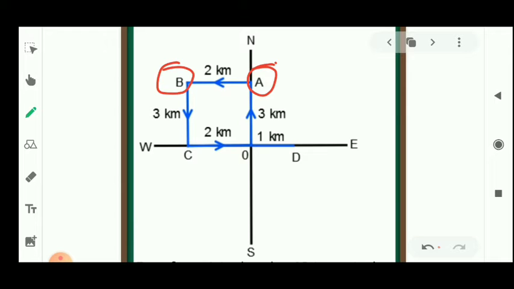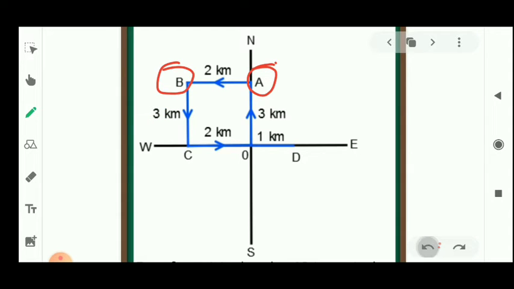He again turns his left. That means now he turns left, that means in this direction, and walks for 3 km. Now he reaches on which point? C point. According to the question, now he is standing on which point? C point.